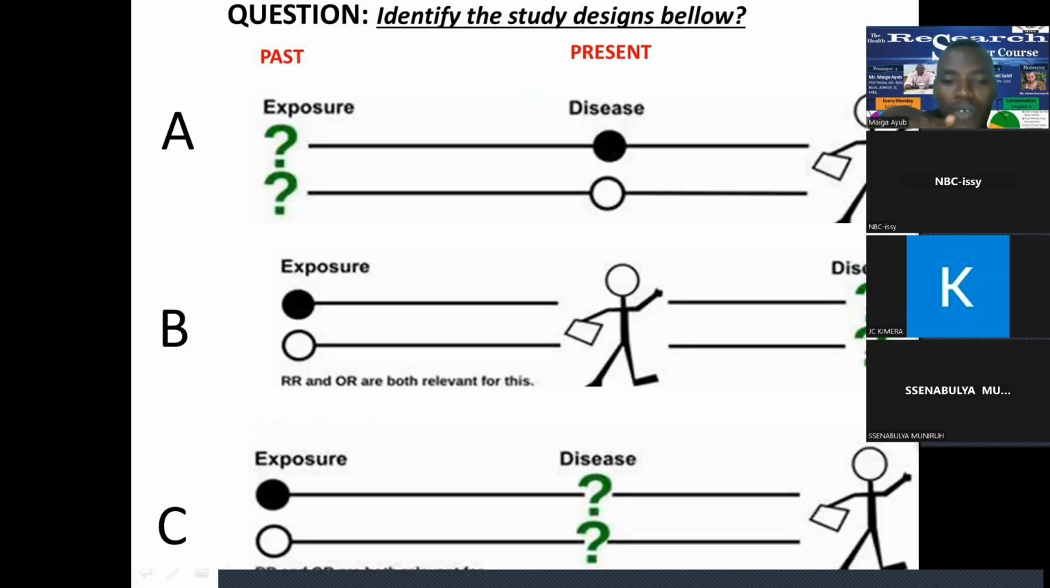So that is B. For C, the researcher is at the end. He doesn't know the disease, but in the past, the participants were exposed, and there are some that weren't exposed, okay? And the researcher wants to know the disease at present time. So those are the presentations right now that you have to identify the study designs, and then you'll answer, okay? So I think we are going to switch to the other session.